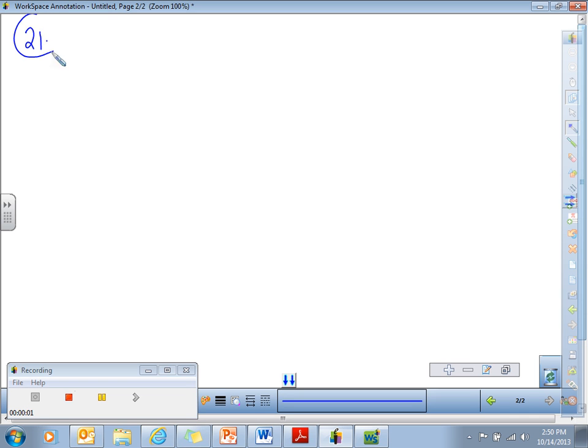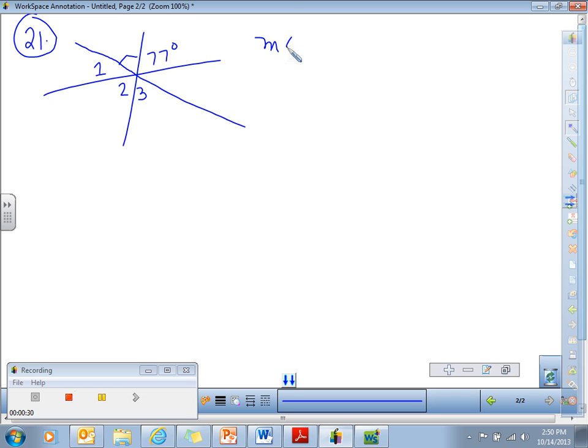Okay, number 21. It says find the indicated values. So we look at the picture, and I'll just draw some quick sketches here. Your picture should look much better than mine. This is 77. This is supposed to be a right angle, not by my picture. This is angle 1, angle 2, and angle 3. Okay, it says find the measure of angle 1 and the measure of angle 2 and the measure of angle 3.